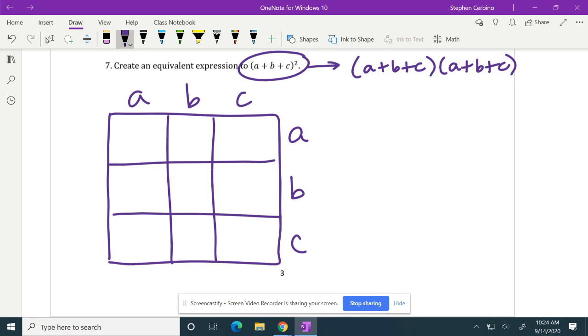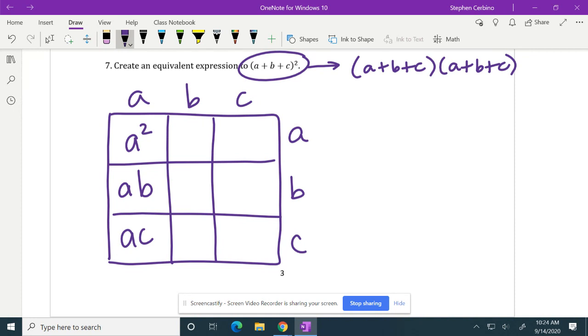A times a is a squared. A times b, how do we write that? Do we just write that as ab? Do we write that as ba? Always try and go alphabetical when you can. It makes combining of like terms easier. Same thing when I multiply a times c, I'm going to write that as ac.